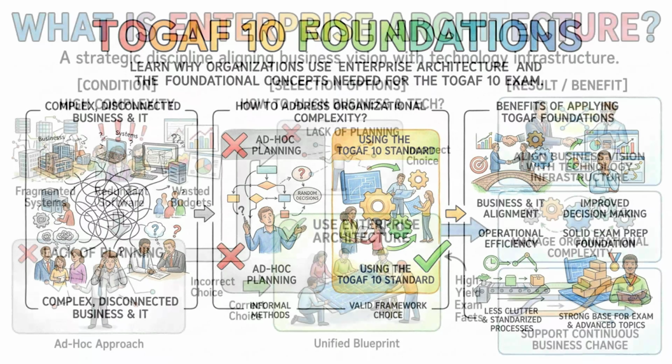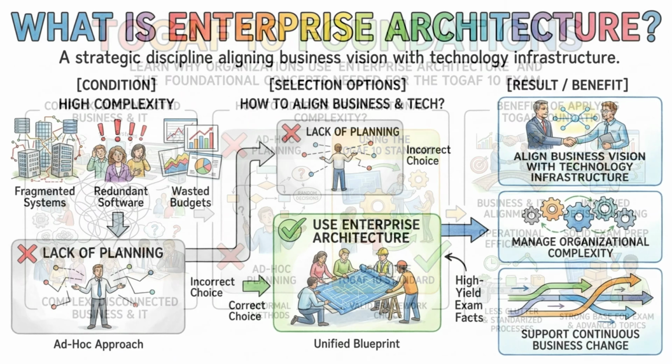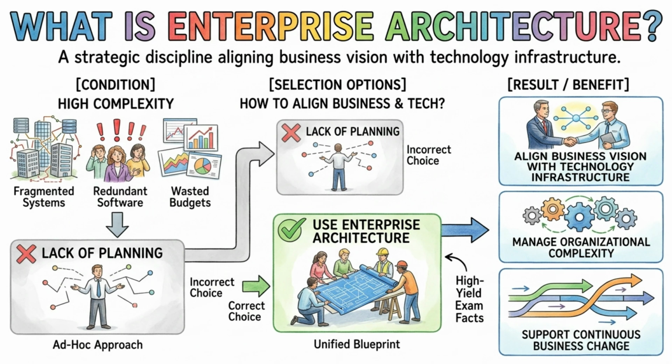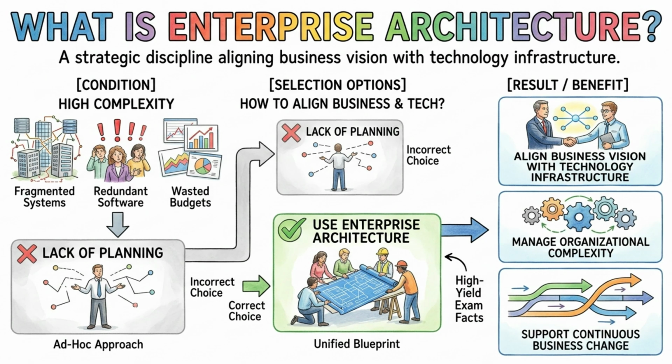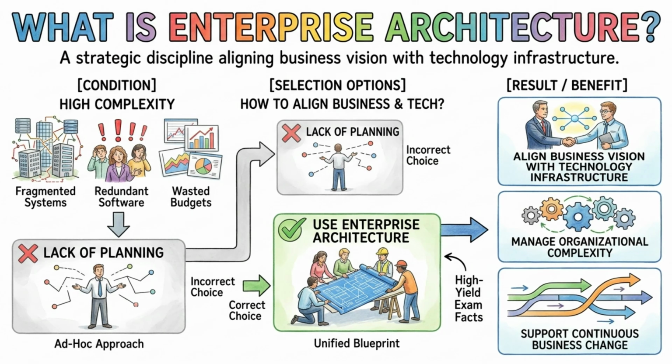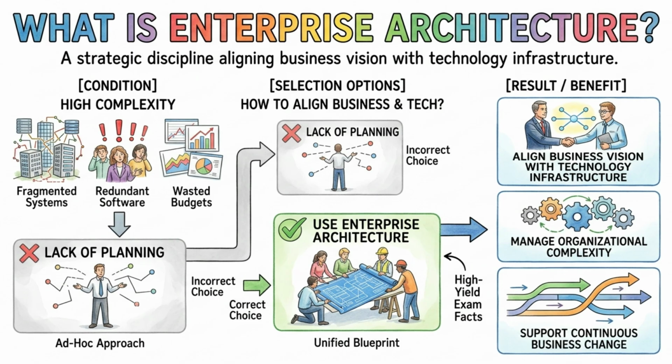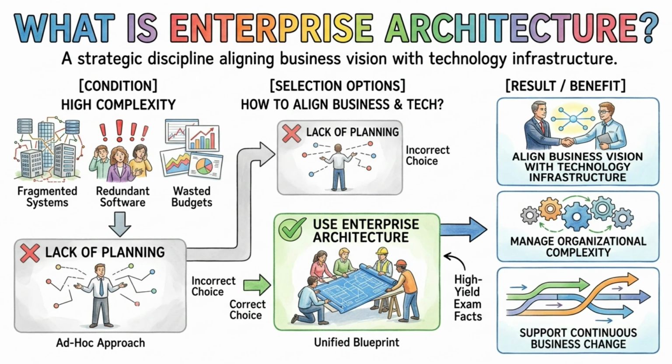Enterprise architecture is a strategic planning discipline that helps organizations align their business vision with their technology infrastructure. Without enterprise architecture, large companies often struggle with fragmented systems, redundant software, and wasted operational budgets. By creating a unified blueprint, enterprise architecture allows business leaders and technology teams to communicate clearly and make smarter decisions. On your exam, remember that enterprise architecture is designed to manage organizational complexity and support continuous business change.